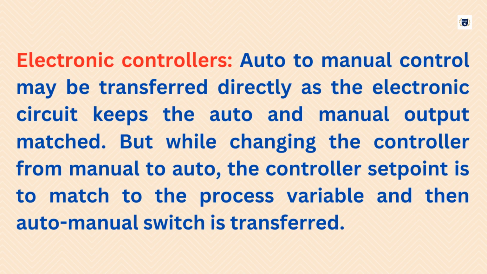Electronic controllers: auto to manual control may be transferred directly, as the electronic circuit keeps the auto and manual output matched. But while changing the controller from manual to auto, the controller set point is to match the process variable and then the auto-manual switch is transferred.